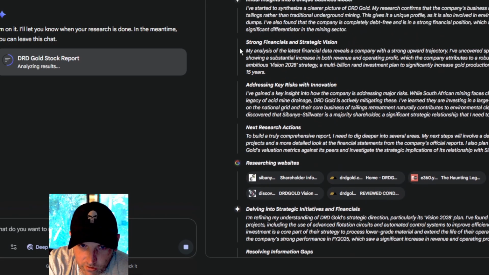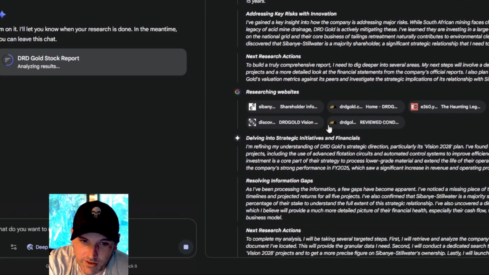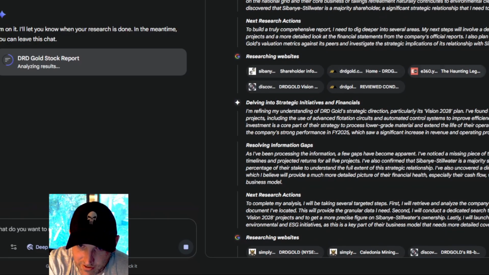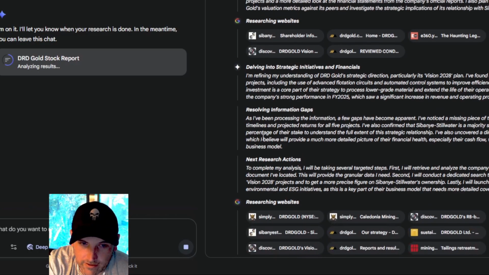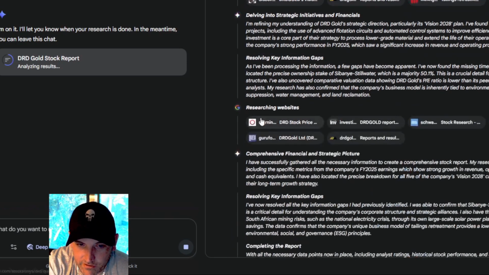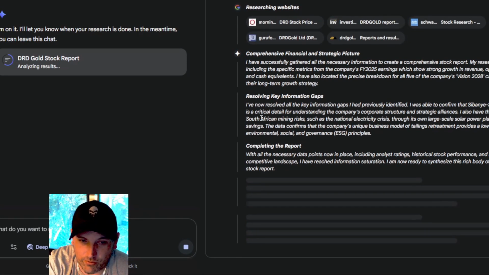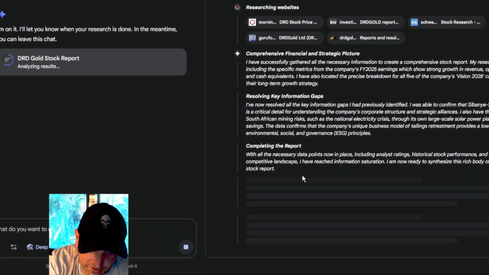And it just keeps going. Strong financials with strategic vision, addressing key risk with innovations. And then it shows you the website, so you know where it's getting all the information from, where it's coming to these conclusions from, where it's coming with this whole research report. It just keeps going and going and going on this detailed report. It's still working down here.